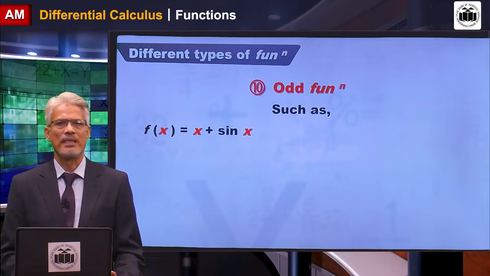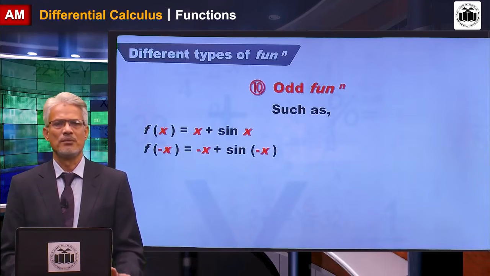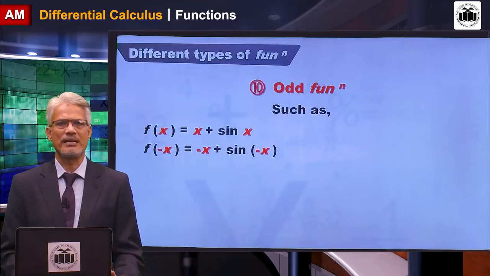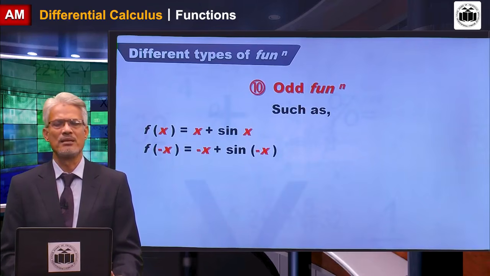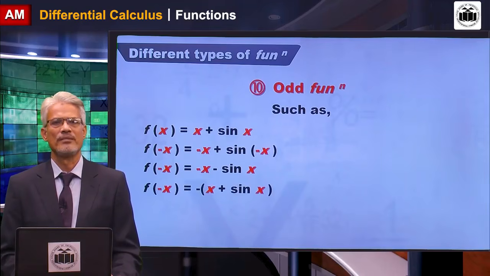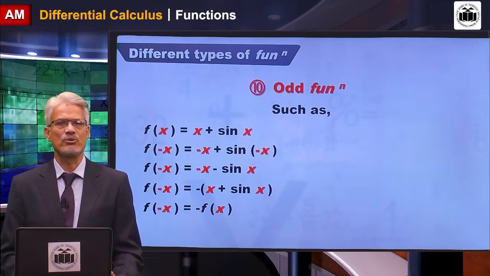Such as fx is equal to x plus sin x. We are substituting minus x in place of x. We are getting f minus x is equal to minus x plus sin minus x, which is equal to f minus x is equal to minus x minus sin x. We are taking minus as common, then it is minus of x plus sin x, which is equal to minus fx. That means if f minus x is equal to minus fx, then such a function is known as an odd function.